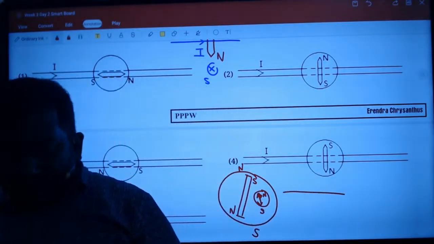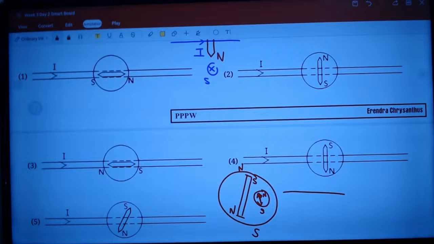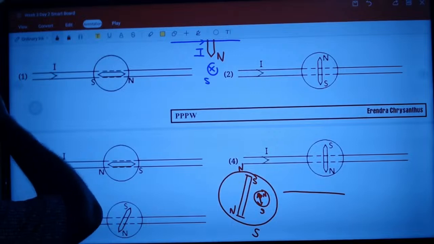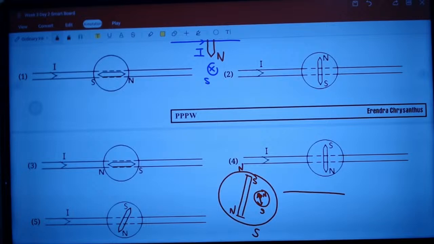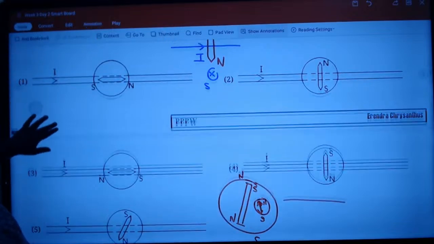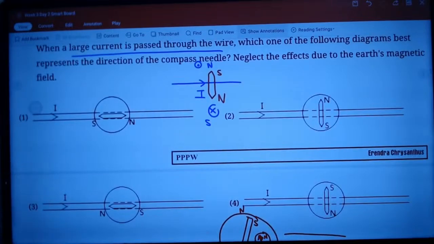In a compass, it indicates the direction of the geographic North Pole. The geographic North Pole is directed to the magnetic South.